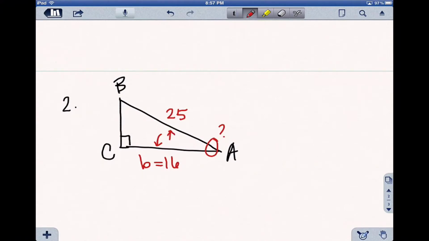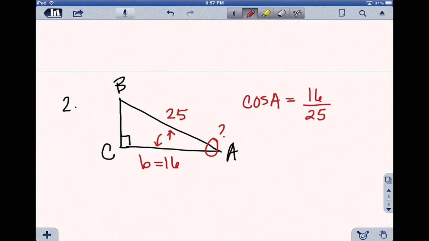Now you have to look at everything from the perspective of that angle. From the perspective of that angle, we don't know the opposite or across from length, but we have the adjacent length and we have the hypotenuse. Adjacent over hypotenuse is your cosine ratio. So we would work with the cosine of angle A, there's our variable, is equal to the adjacent leg, 16, over the hypotenuse, 25. Adjacent again is next to, the hypotenuse is always opposite the right angle.